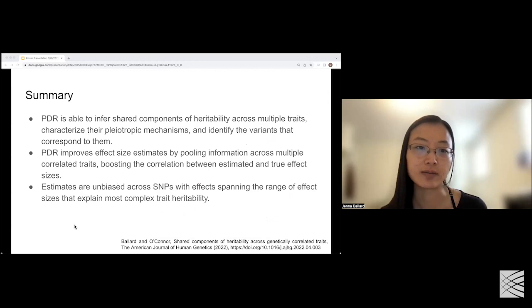So to summarize, PDR is able to infer shared components of heritability across multiple traits, as well as to characterize their pleiotropic mechanisms and identify the variants that belong to the different components. PDR also improves effect size estimates by pooling information across multiple correlated traits, and this boosts the correlation between the estimated and true effect sizes. And finally, estimates are unbiased across SNPs with effects spanning the range of effect sizes that explain most complex trait heritability.